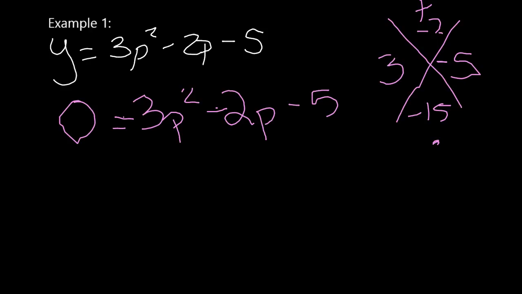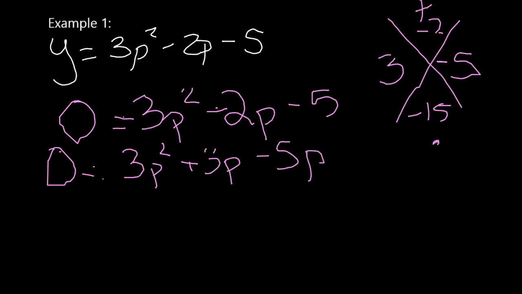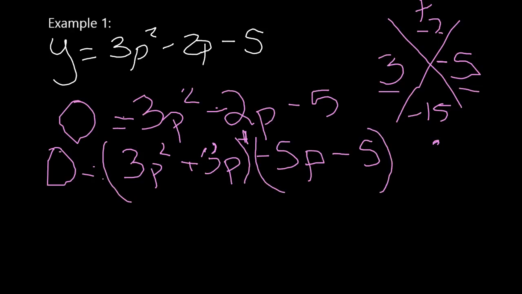I'm going to factor by grouping, so I'm going to keep my 0 equals 3p squared plus 3p minus 5p minus 5. As a reminder, the middle terms come from 3 and negative 5. Then I'm going to go ahead and group them. And when there's a negative, you put a plus sign between them.